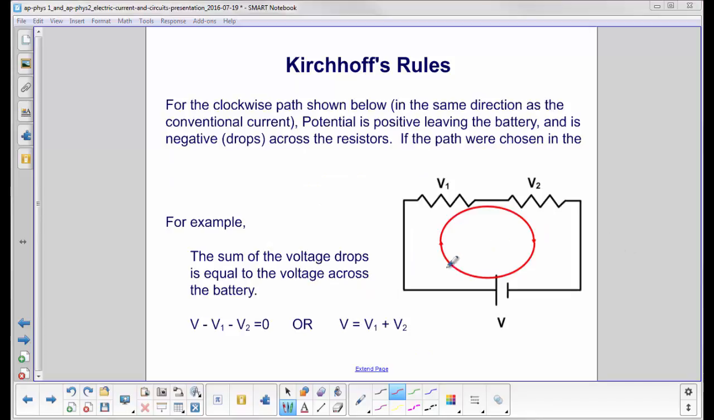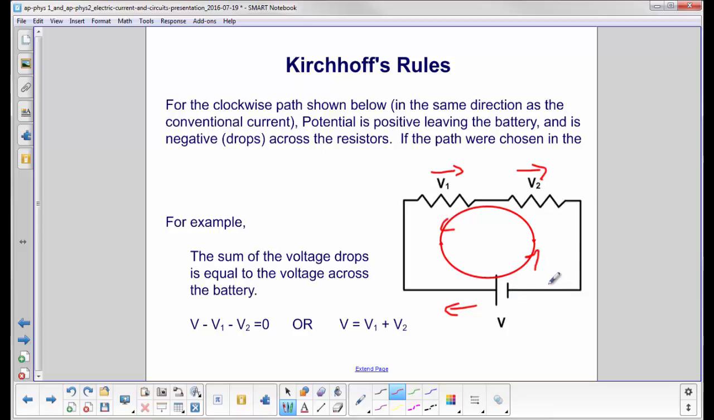For the clockwise path shown below, which is the same direction as a conventional current is, okay, so we're going to draw the lines here for the conventional current. When we have this configuration, we will assign a positive value to the potential and negative values to the voltage dropped in the resistors, because the path we chose is in the same direction. Now if we chose the other path, if we went around counterclockwise, we reverse the sign configuration. This will become more clear as we work through a problem next.